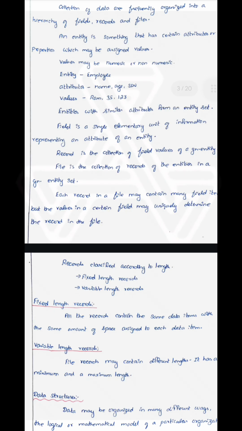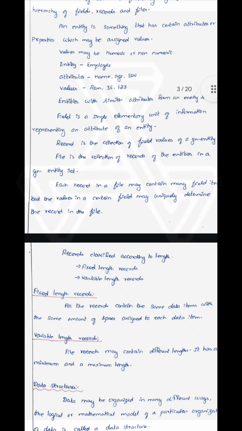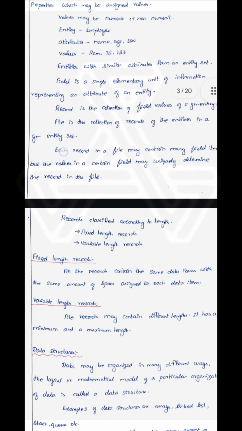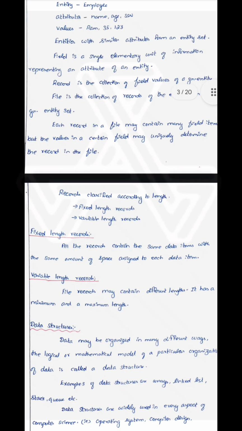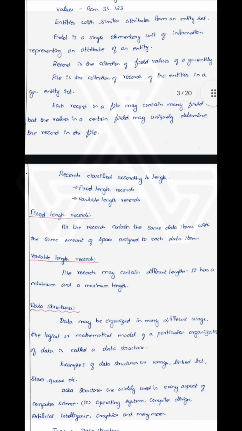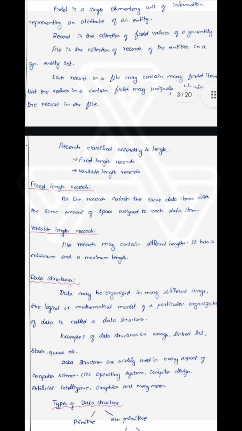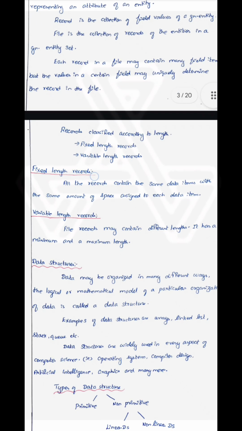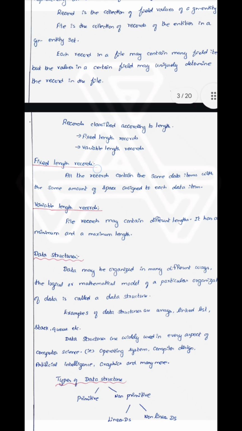Entity: employee. Attributes: name, age, USN. Values: Ram, 35, 123. Entities with similar attributes form an entity set. A field is a single elementary unit of information representing an attribute of an entity. A record is a collection of field values of a given entity. A file is the collection of records of the entities in a given entity set.